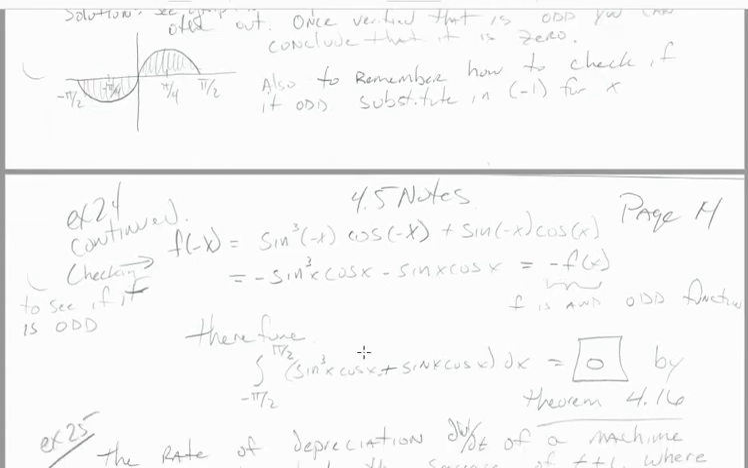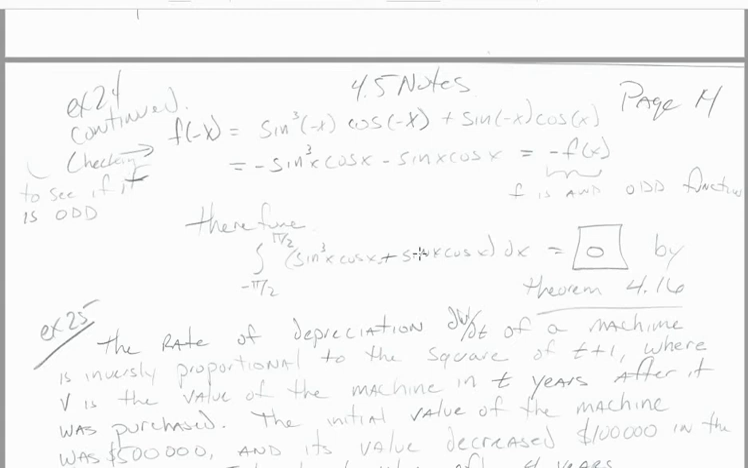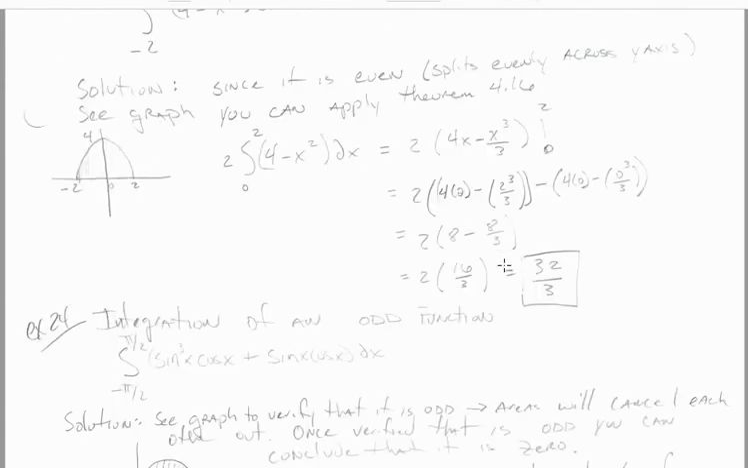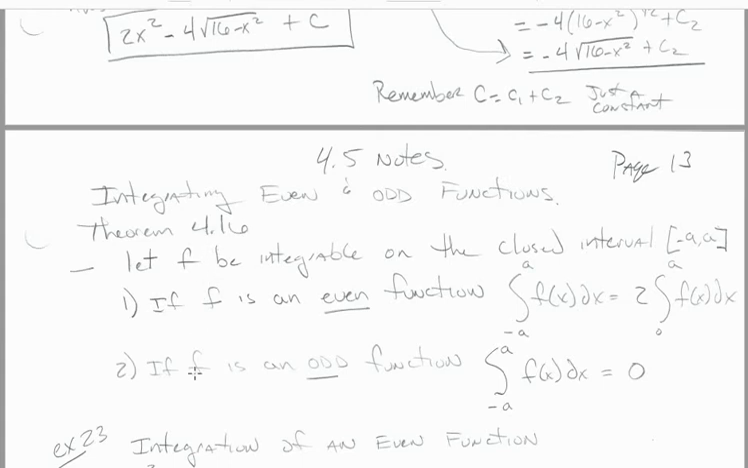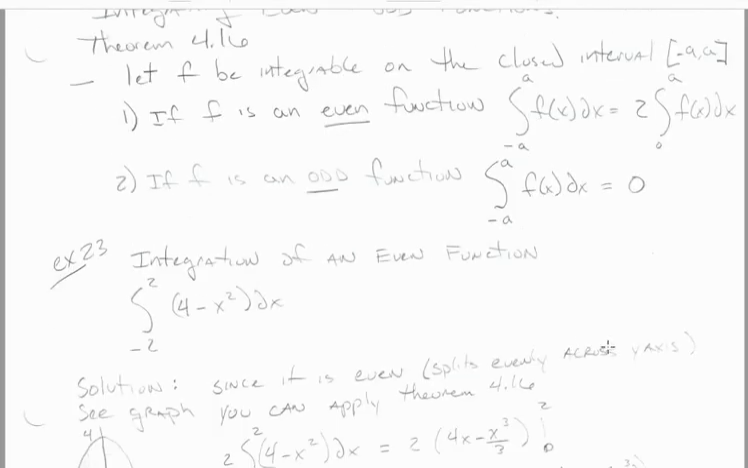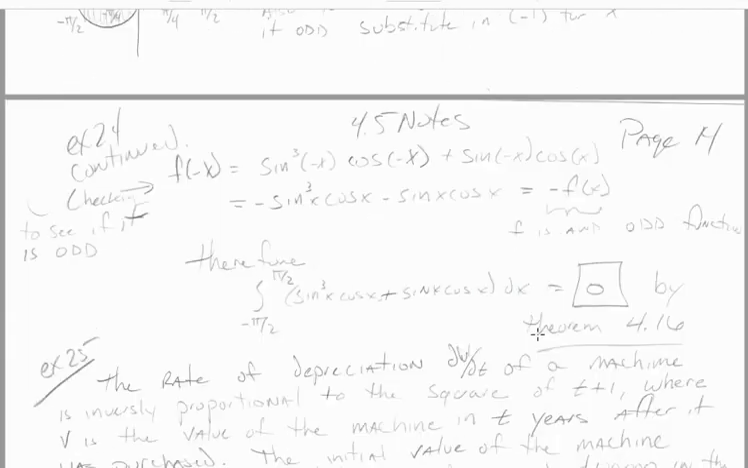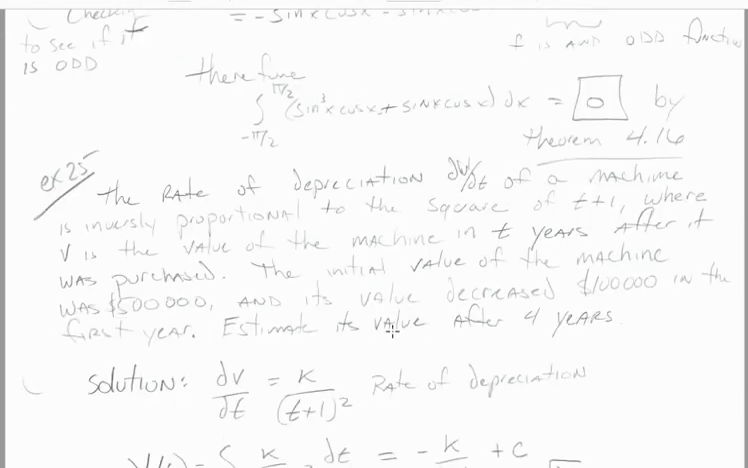We know that it's odd, and it's from negative pi over 2 to pi over 2, so using our rule up here, theorem 4.16, number 2: if it's an odd function and we go from negative a to a of f of x dx, it ends up being 0. So that's just a shortcut for doing integrals. It's negative pi over 2 to pi over 2, we have an odd function, so we know that it is 0 here.